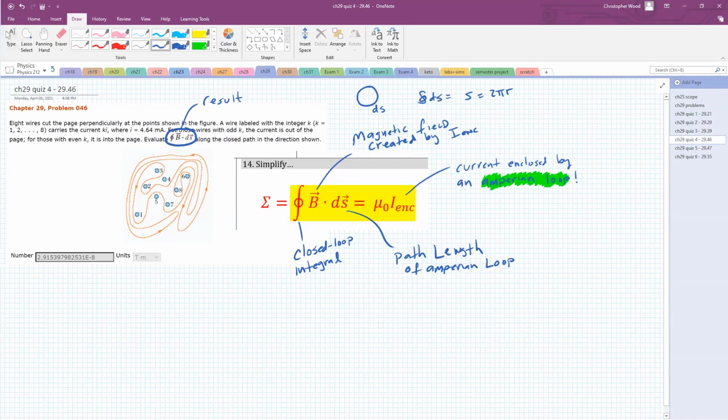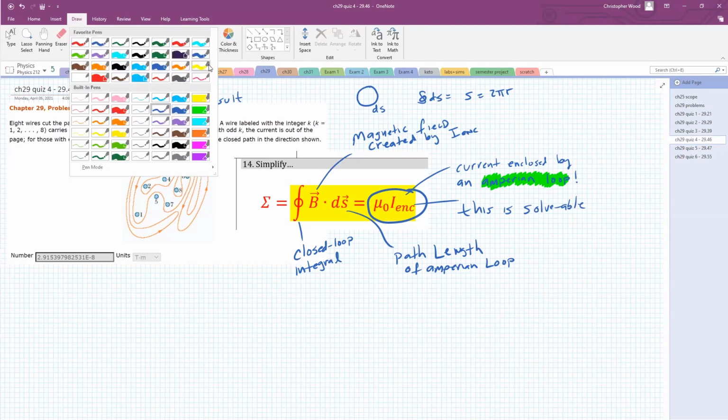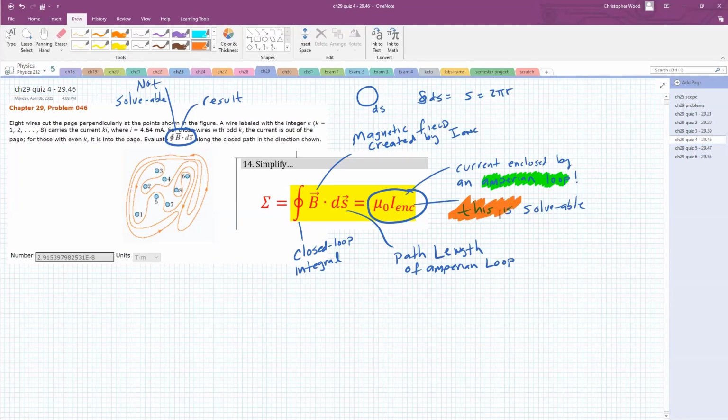This is not solvable based on the information I have at hand. But you know what is solvable? This is solvable because you know the value of mu naught, the permeability of free space. It's solvable once you figure out what the enclosed current is.